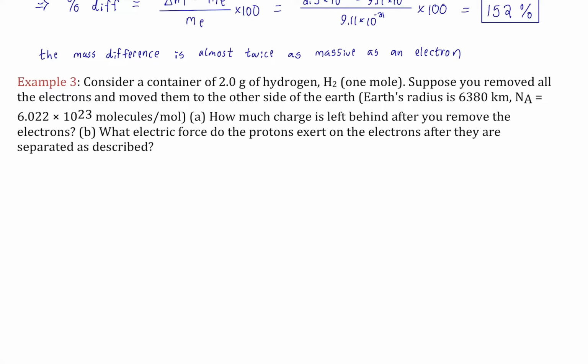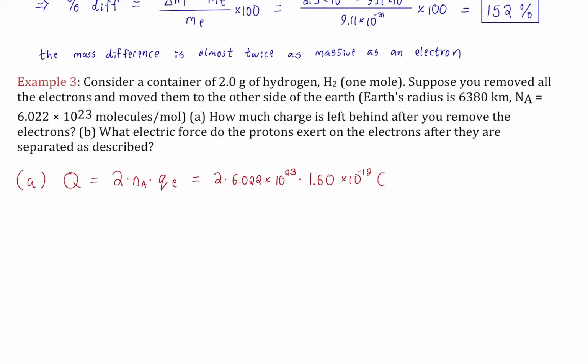Suppose you removed all the electrons and moved them to the other side of the Earth. Now, the Earth's radius is 6,380 kilometers. We're going to need its diameter, which is just the radius times 2. And here I point out N_A is 6.022 times 10 to the 23 molecules per mole. What is that number? Yep, Avogadro's number.